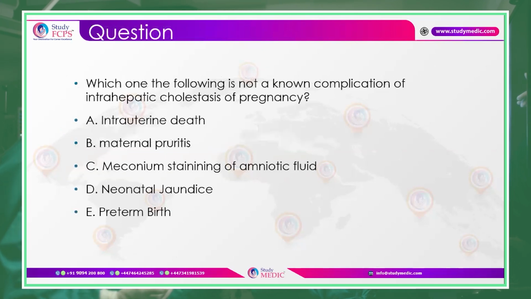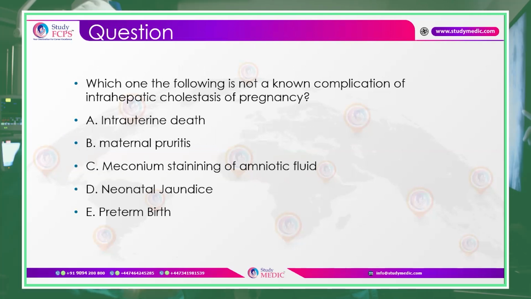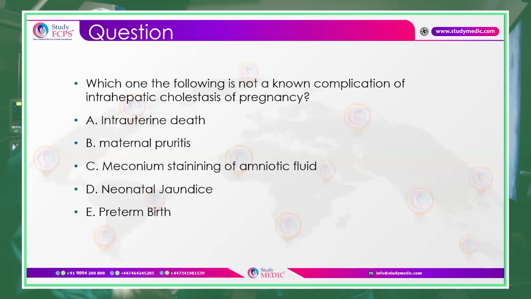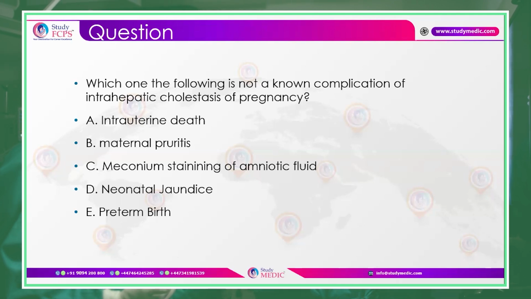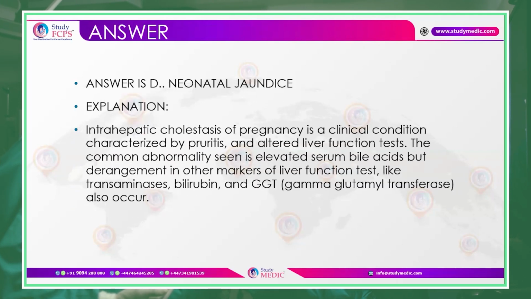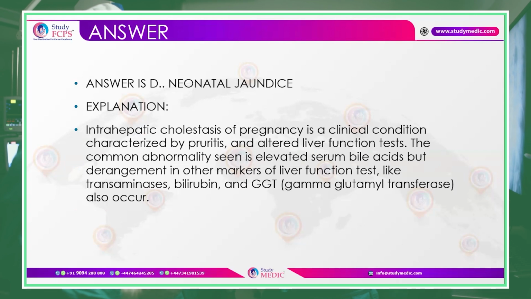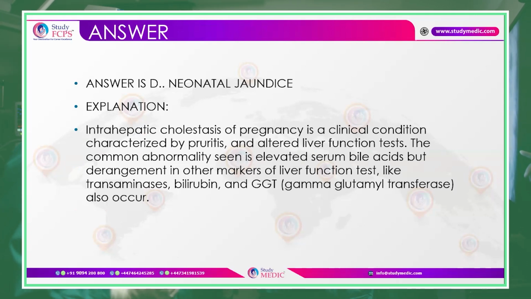Coming to the question, I have added one question just for brainstorming. Which one of the following is not a known complication of intrahepatic cholestasis of pregnancy? Just pause the video for a few moments, think, and then move to the next slide for your answer. Okay, let's begin. The answer to this question is neonatal jaundice. Intrahepatic cholestasis of pregnancy is a clinical condition characterized by pruritus and altered liver function tests. The common abnormality seen is elevated serum bile acids, but derangement in other markers of liver function tests like transaminases, bilirubin, and GGT can also occur.